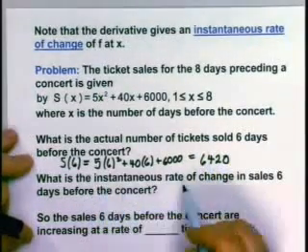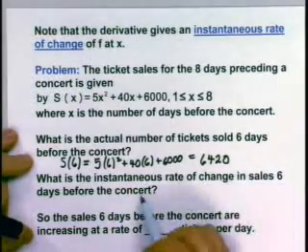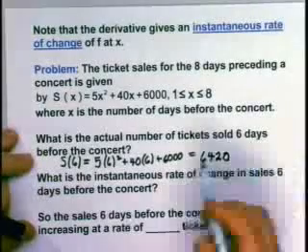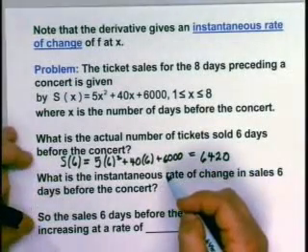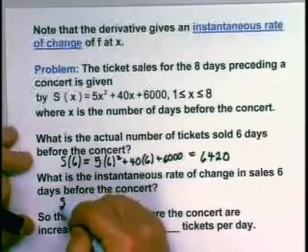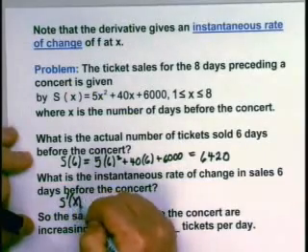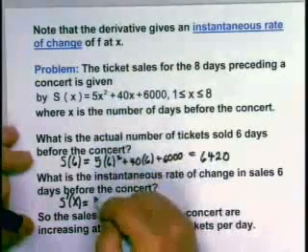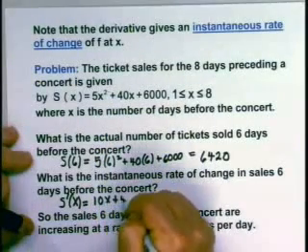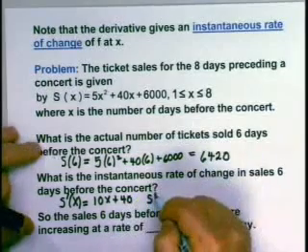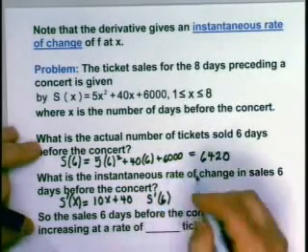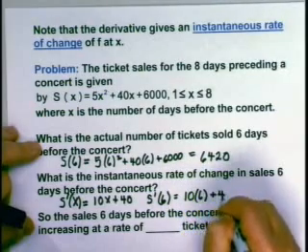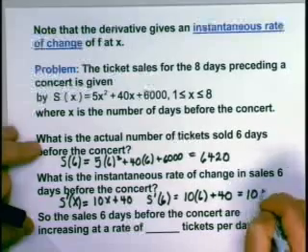What is the instantaneous rate of change in sales 6 days before the concert? To answer this question, we need to use the derivative of the function. So the derivative of this function, s prime of x, would be, we bring the 2 around and multiply by 5, that would be 10x plus 40. And we would substitute 6 into the derivative. S prime of 6 would be 10 times 6 plus 40, which is equal to 100.